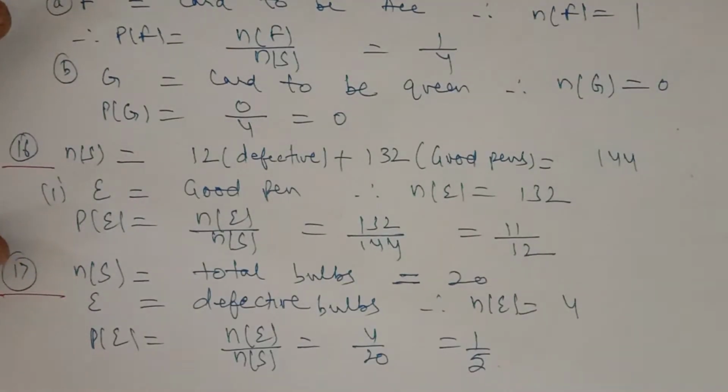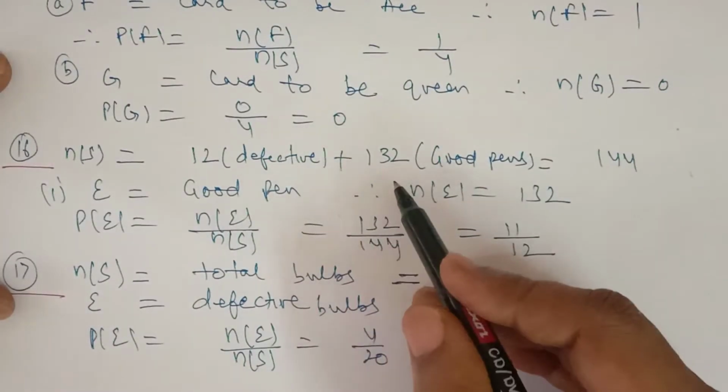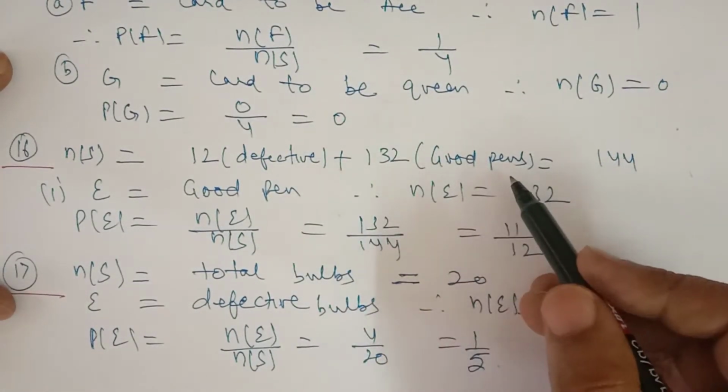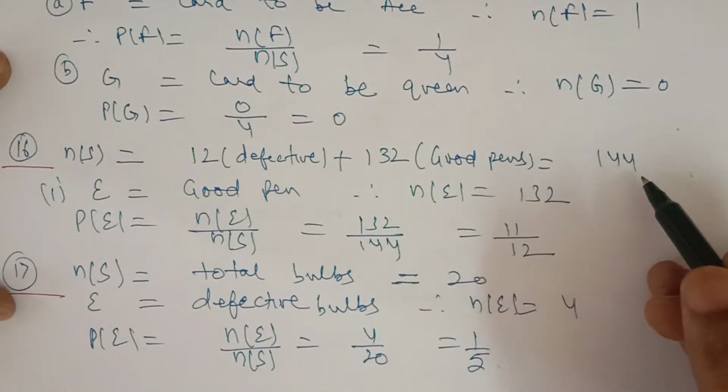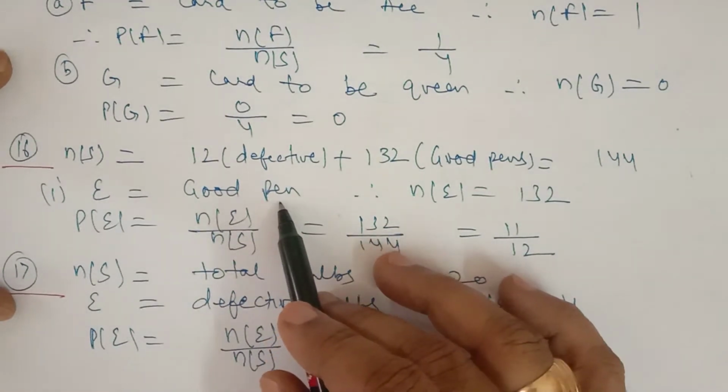Now it is given that there are 144 pens, out of which 12 are defective and 132 are good pens. So the total sample space will be equal to 144. Now in the first part you have to find the probability that the pen should be good.